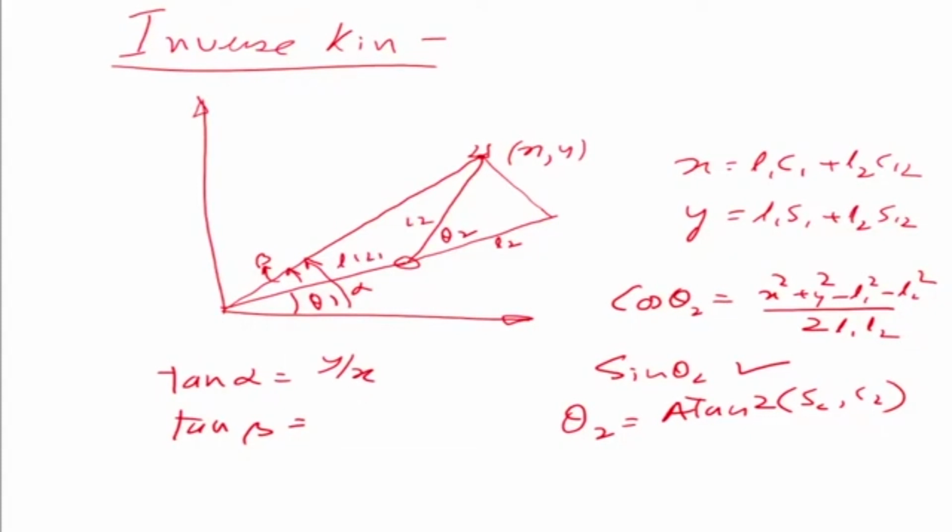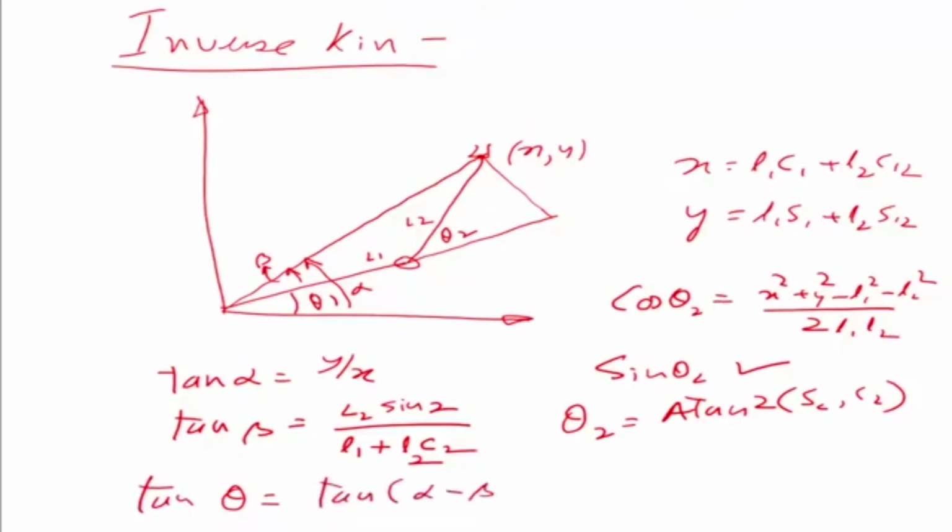which is equal to L2 sin theta 2 divided by L1 plus L2 cos theta 2. Okay, then we can find theta 1 as tan of theta 1 equals tan of alpha minus beta, and then we can find theta 1. So this is a geometrical method of doing that. Now this is method 1, which I explained in the last class.